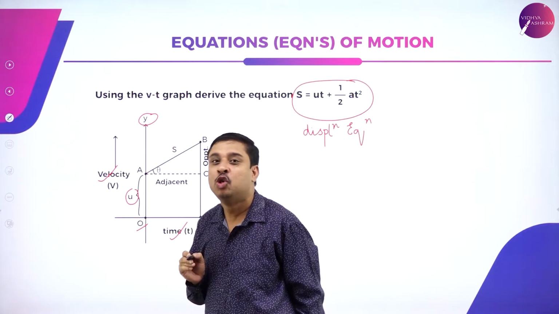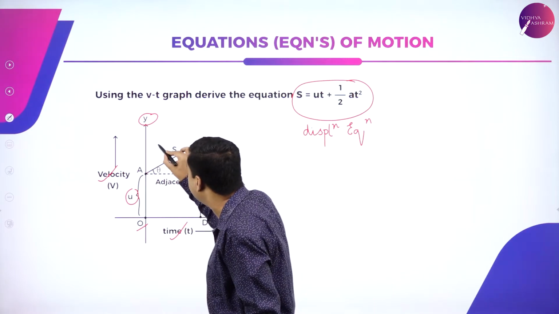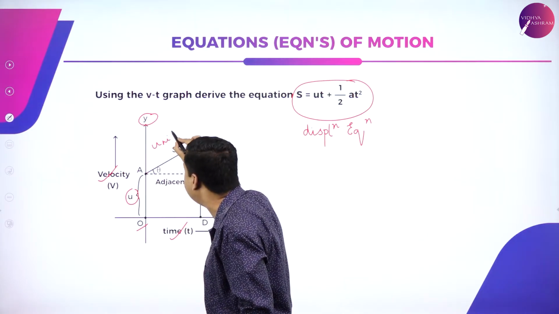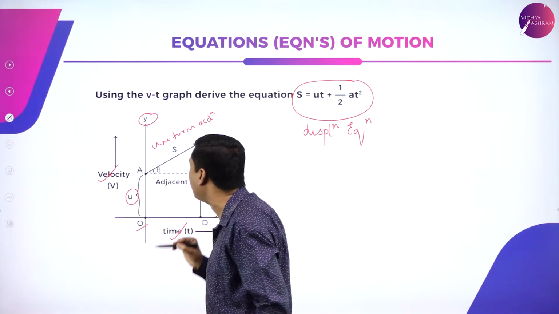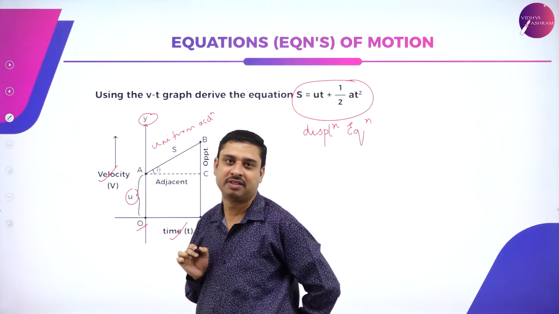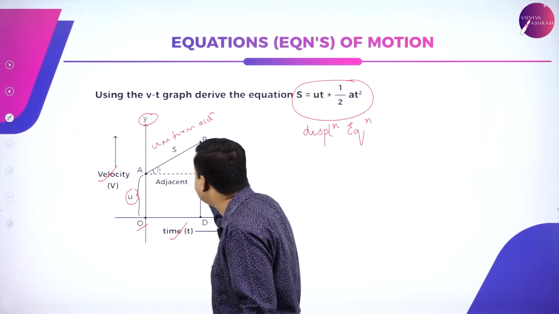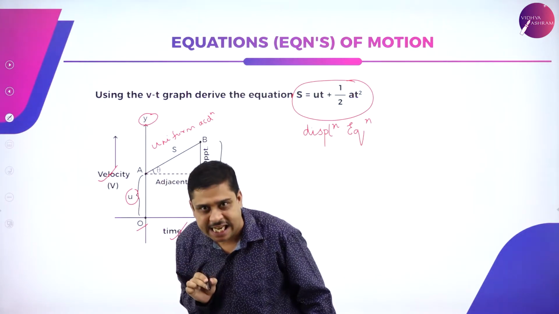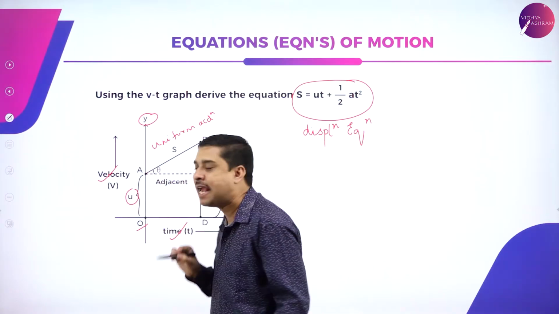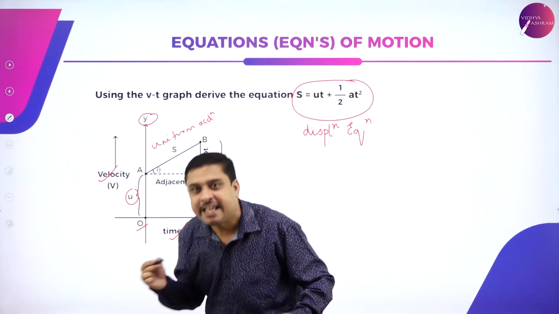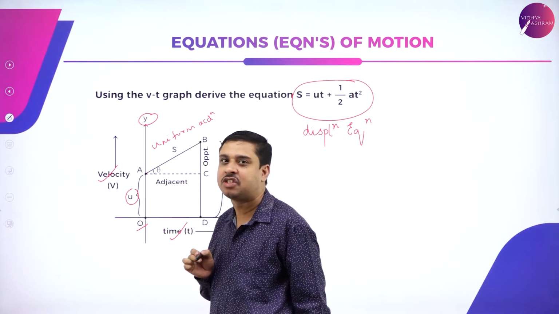Yes, uniform displacement, and hence the acceleration along AB is also uniform. Why? Very clear, sir. It is getting displaced along this straight line. AB is uniform displacement. Hence, along AB, it should have uniform acceleration.